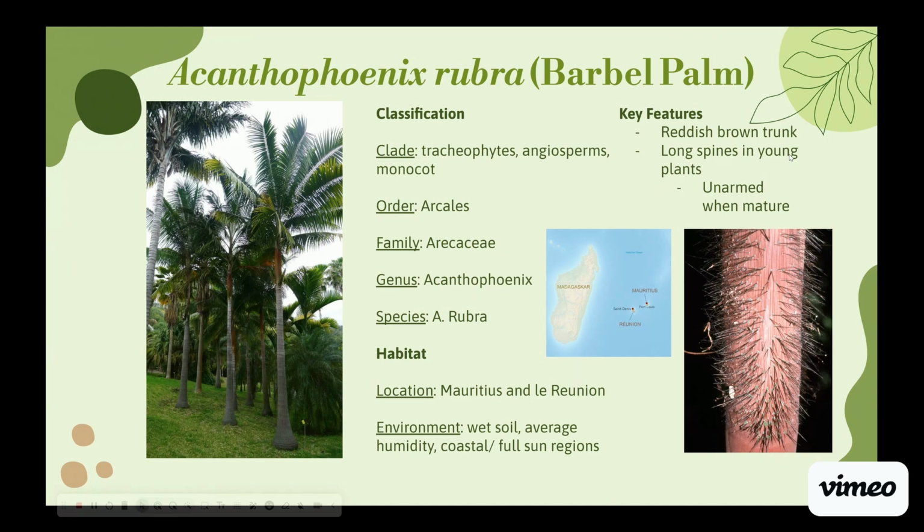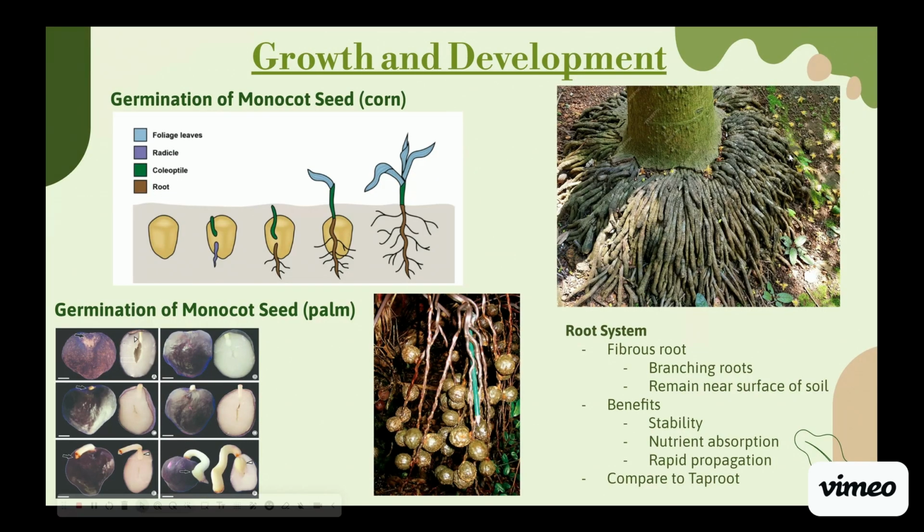As stated previously, the barbel palm is a monocot and thus develops from a seed containing a single coleoptile that emerges into the foliage leaves. In the monocot, the radicle and the coleoptile emerge from the seed and begin to branch outwards, the coleoptile shooting upwards while the radicle grows into the ground, eventually becoming the roots. The picture on the top left depicts the typical monocot seed germination in a corn kernel, while the diagram below demonstrates this same process in the palm seed.